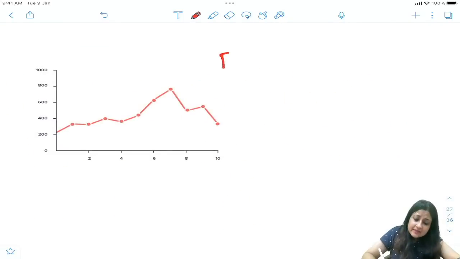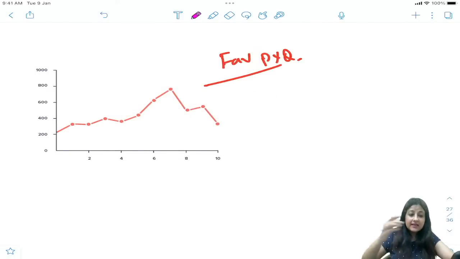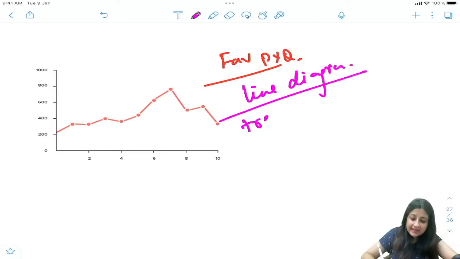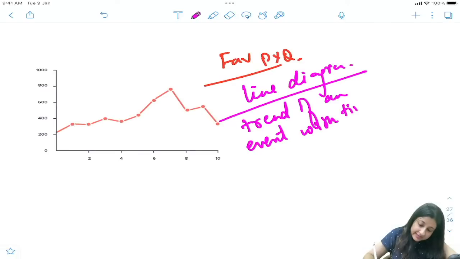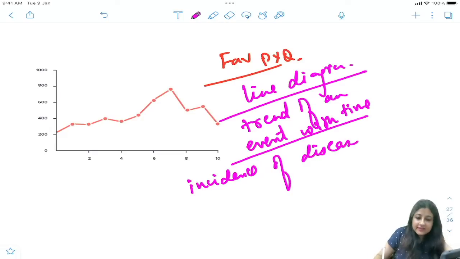Okay, this is also an MCQ. What is this? This is a favorite PYQ. Just have 5 more minutes, guys. Tell me, what is this? This is a line diagram. Line diagram represents what? The trend of an event with time. Or in your exams, they gave you the incidence of a disease. It is used to represent incidence of disease.